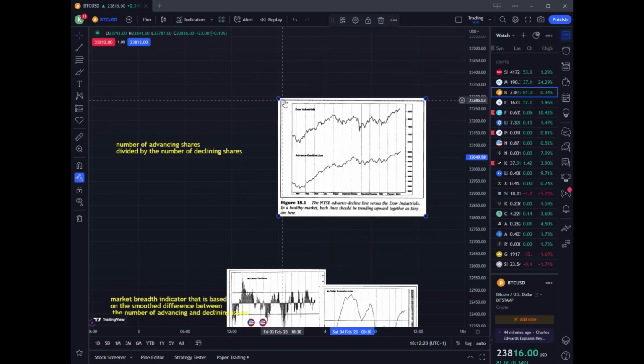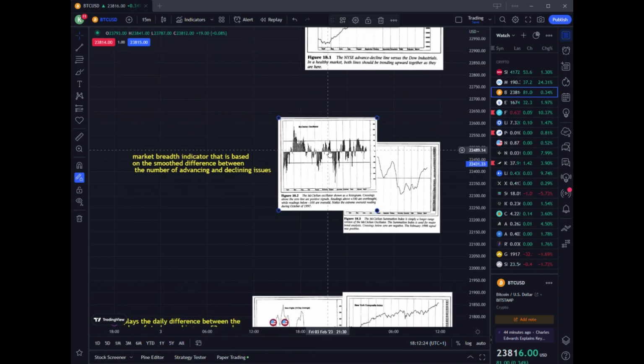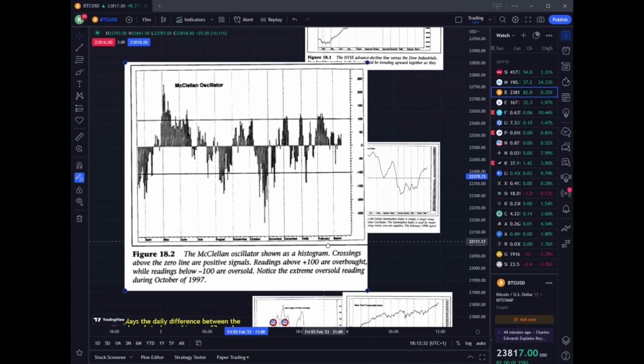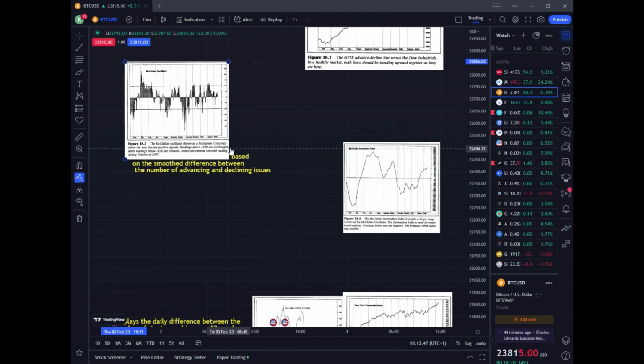Of course, in a downtrend, it's down, and in an uptrend, it's up. So this is a market breadth indicator, and it also smooths out the difference between the number of advancing and declining issues. But basically, 0 is equal, and whatever is below the negative 100 is considered oversold, and whatever is over 100 is considered overbought. I'll show it to you to get some more clarity in the end.